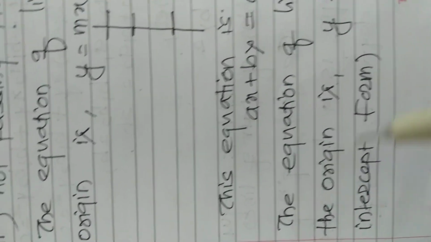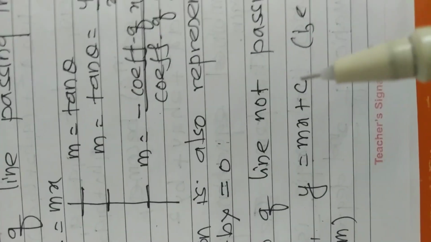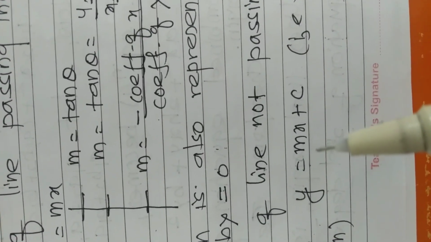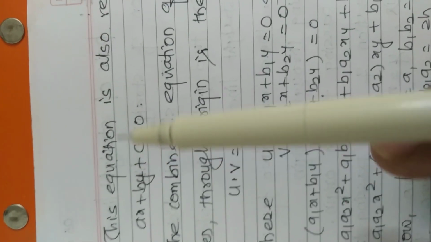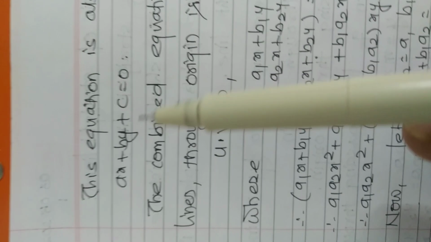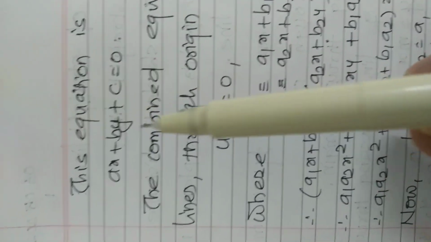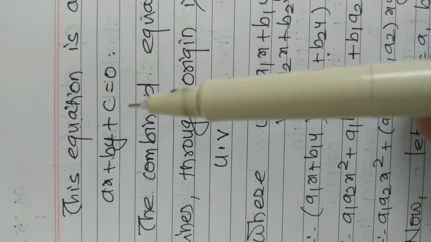Now the next one, the equation of a line not passing through the origin is y equals mx plus c, where m is the slope and c we call the y-intercept. So this form we call the slope-intercept form. This equation is also represented like this: ax plus by plus c equals 0. Now here the constant term is present.